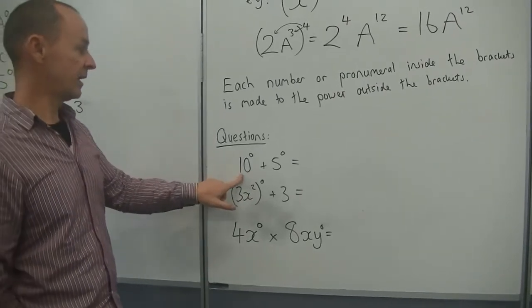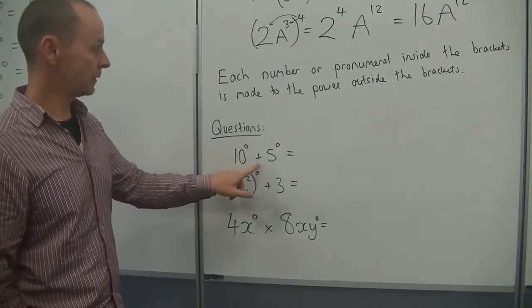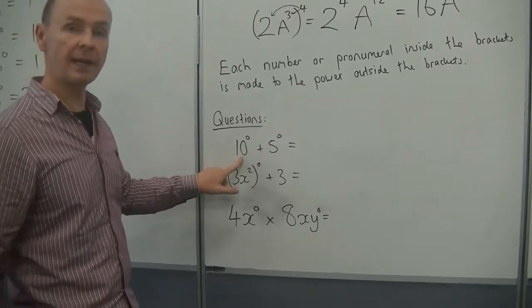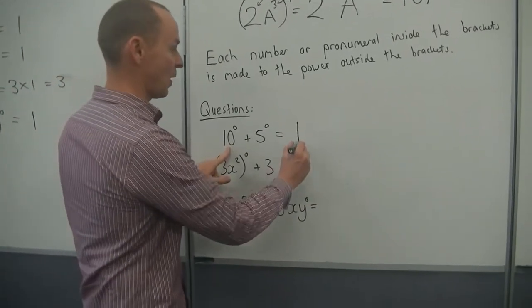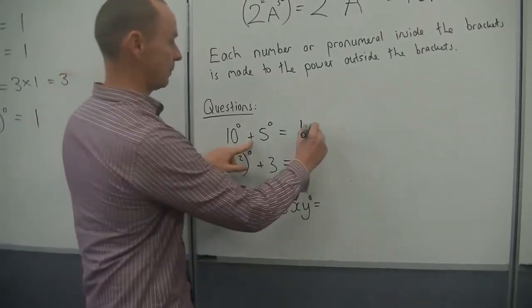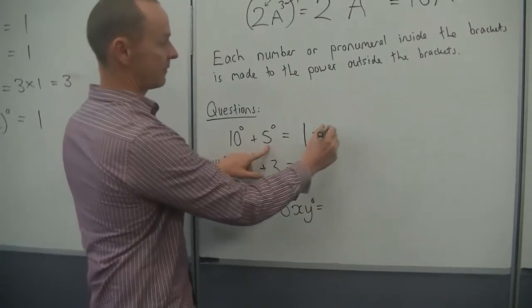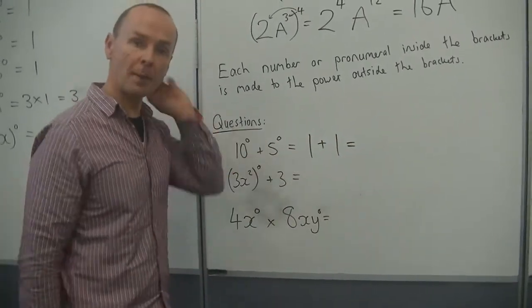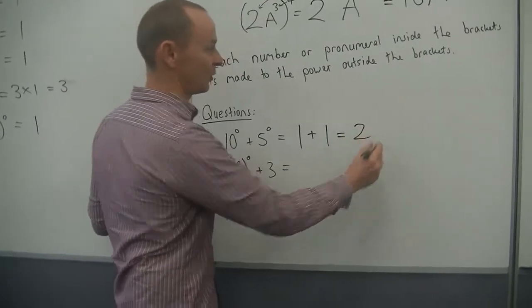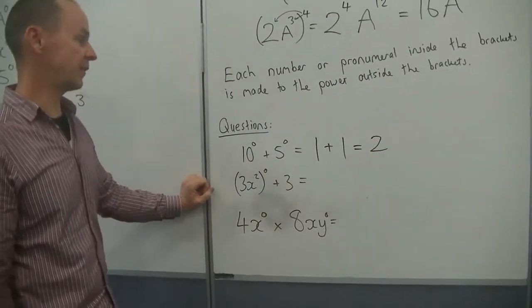So let's start. 10 to the power of 0 plus 5 to the power of 0. Remember, anything to the power of 0 is 1. So that's 1 plus 5 to the power of 0 is 1. Hopefully you know 1 plus 1 is 2. Good job. So that's the answer for that one.